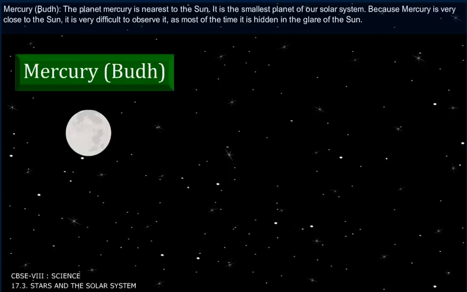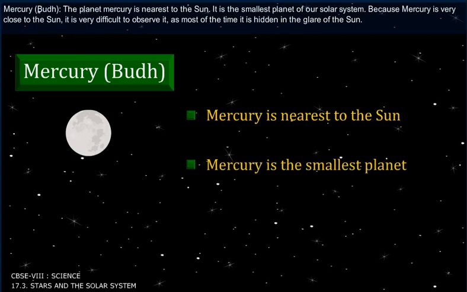Mercury, Budh. The planet Mercury is nearest to the Sun. It is the smallest planet of our solar system. Because Mercury is very close to the Sun, it is very difficult to observe it, as most of the time it is hidden in the glare of the Sun.